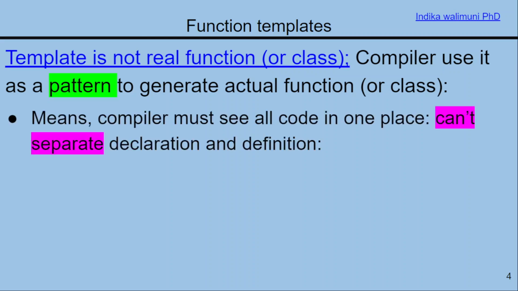All right. So this means basically the compiler must see all the code in one place. So like in a separate class, you cannot separate the class definition and the code. You have to have everything in one place. So you cannot separate declaration and definition. That's the same for both a function and a class. You cannot separate the declaration and the definition.